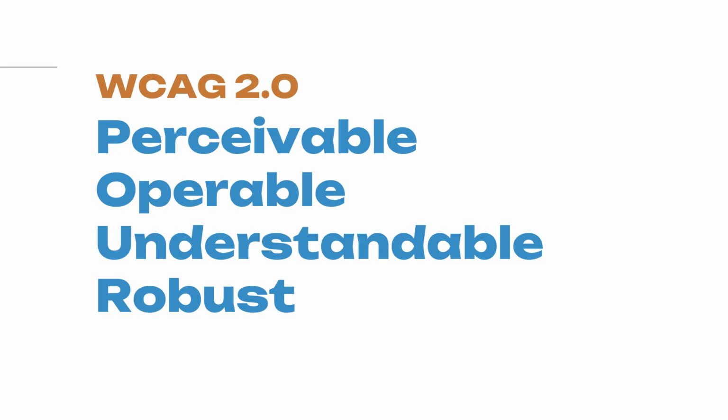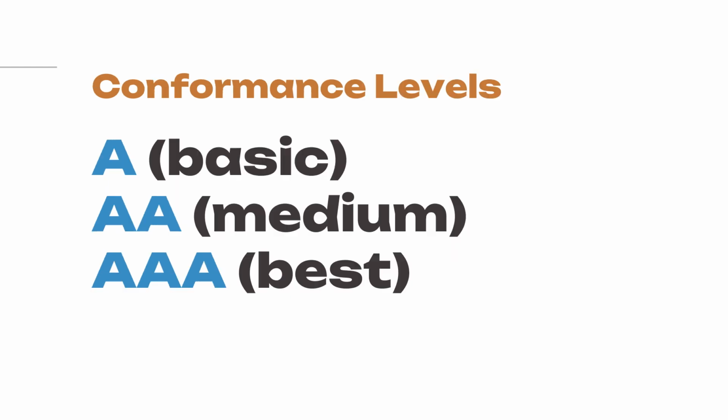Each principle has guidelines, and each guideline has a number of success criteria associated with it. For each success criterion, there is a conformance level. Conformance levels are A, basic accessibility, AA, medium accessibility, and AAA, best accessibility. Most people aiming to build an accessible website try to reach the AA conformance level of the WCAG 2.0 or higher. This means that you satisfy all of the level A and AA conformance checkpoints.